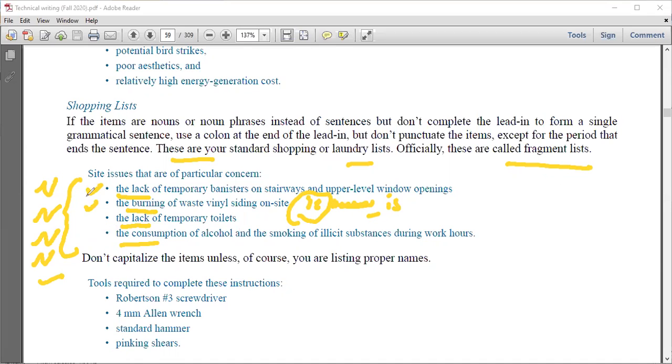Okay. Don't capitalize the items unless, of course, you are listing proper nouns, right? If they are proper nouns, then you can capitalize. Otherwise, you should not. So tools required to complete these instructions: colon, Robertson three screwdriver, because it's a proper noun, it's been capitalized. That's fine. 4 mm Allen wrench. Wrench is a common noun. This is a capital noun, sorry, proper noun. Standard hammer and pinking shears.